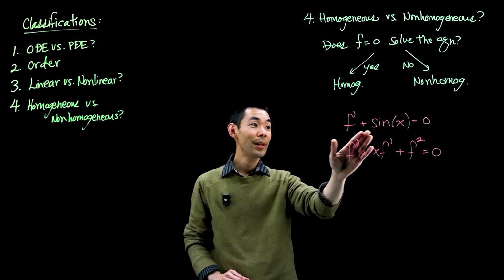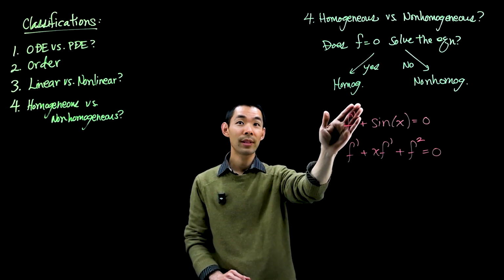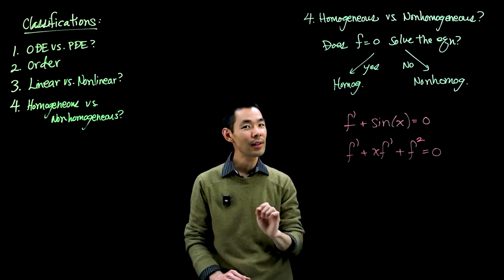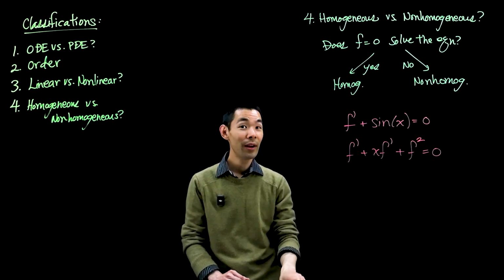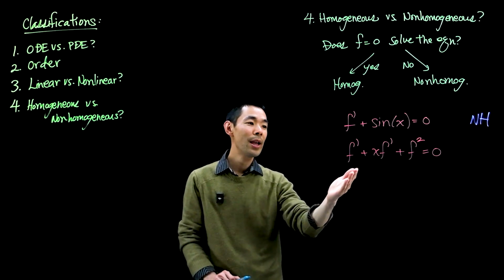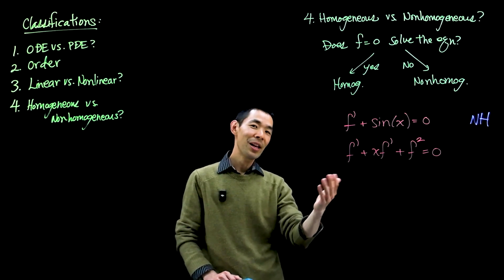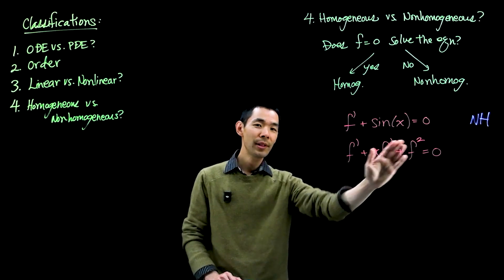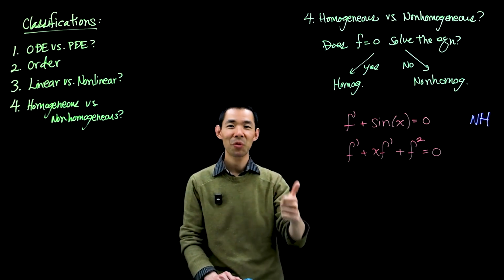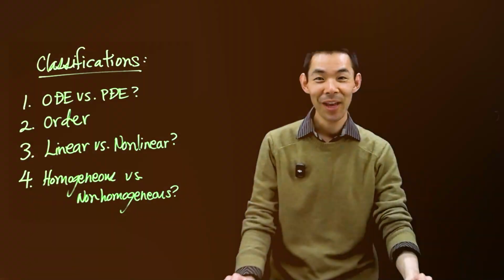Let's do some examples. f prime plus sine x equals 0. You set f equal to 0. This term is gone. Sine x does not equal 0. Therefore, this is non-homogeneous. Next example, f double prime plus x times f prime plus f squared is equal to 0. You plug in f equal to 0, 0 plus 0 plus 0 equals 0. Great, it's homogeneous. Pretty easy, okay?